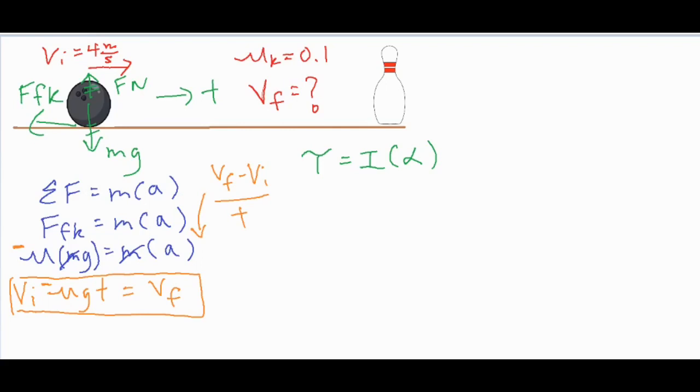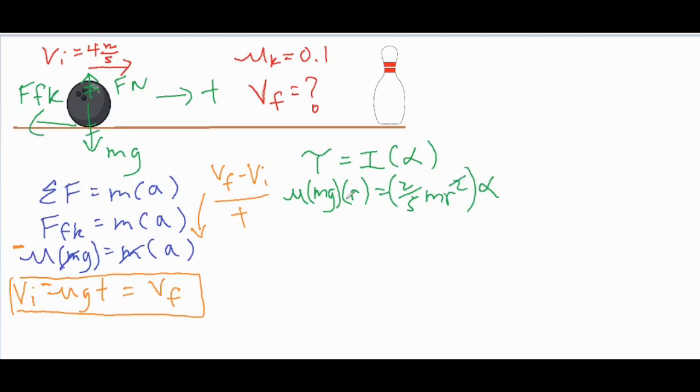Now for torque, that is the force of friction times the lever arm. The force of friction is still mu times the normal force. The normal force is still equal to mg. And then we include that lever arm, which is r, the radius of the bowling ball. Set that equal to 2/5 mr squared, which is the moment of inertia of a sphere, and then put alpha right over here. So let's rearrange this a bit for alpha.